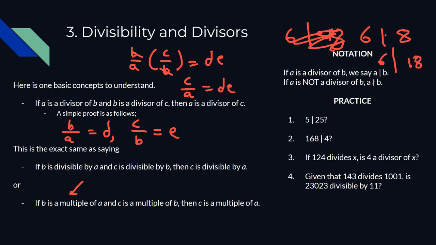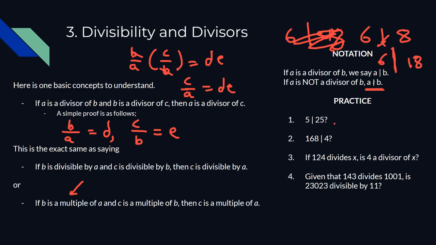So over here, since this isn't true, we just put a cross through there, like a small dash through there like this, to show that 6 is not a divisor of 8. And over here, on the other hand, this is true, so we just leave it like this because that means that it is true.